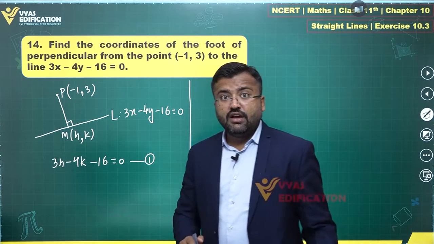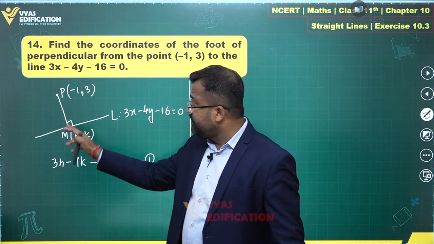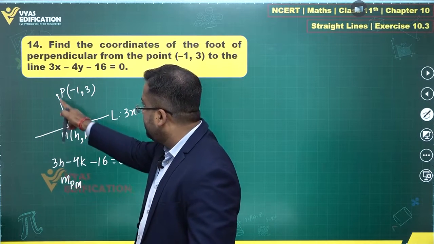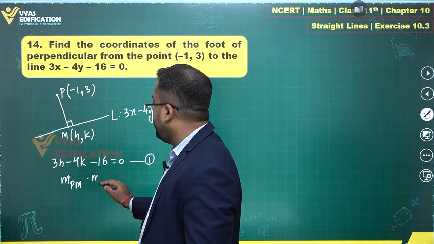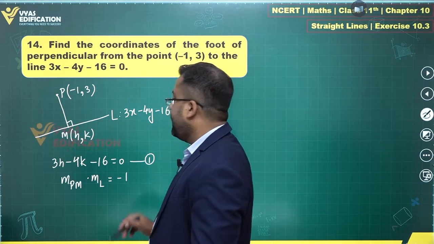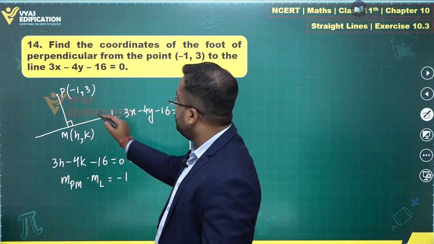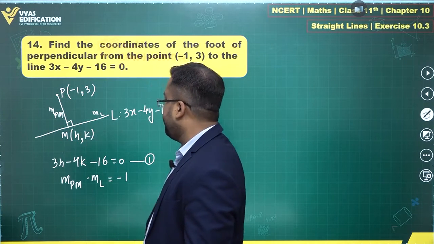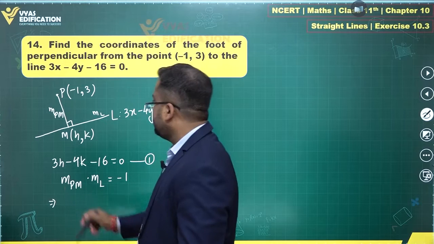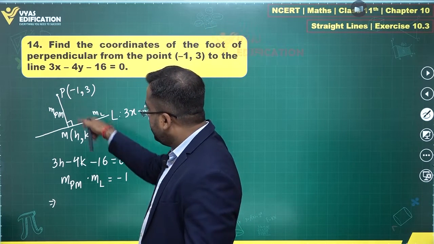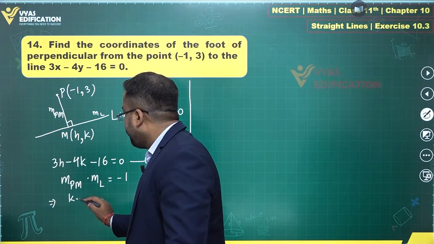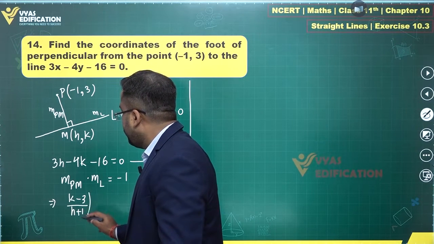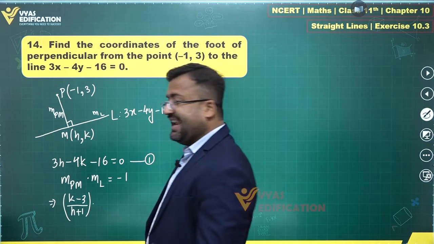Another equation that you can observe is that this is perpendicular, right? So the slope of PM times the slope of the line will be equal to minus 1. That's what you can observe, right? If this is the slope of L and this is the slope of PM, what is the slope of PM equal to? Slope of PM will be K minus 3 upon H plus 1. This is the slope. What is the slope of L?